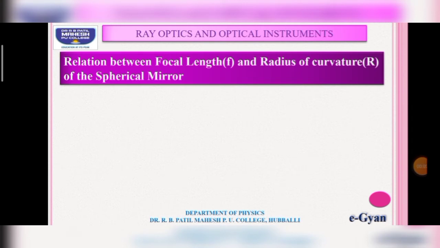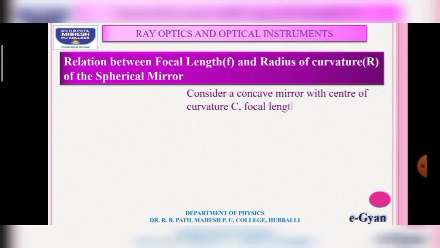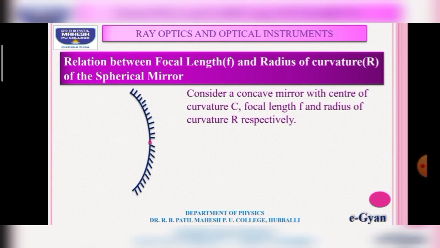Now, let us derive the relation between focal length and radius of curvature of the spherical mirror. For this, I am going to consider a concave mirror with center C, focal length F, and radius of curvature R respectively. This is the concave mirror, and the line passing through the center of curvature and pole is the principal axis. C is the center of curvature, P is the pole of the mirror, and F is the principal focus.